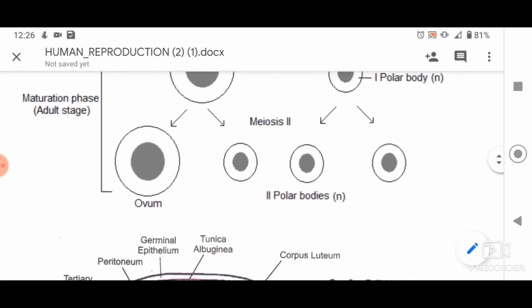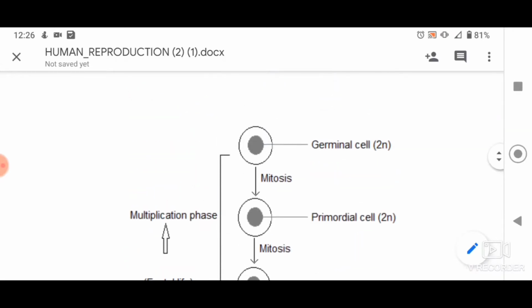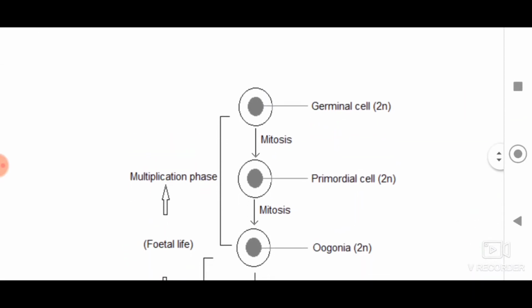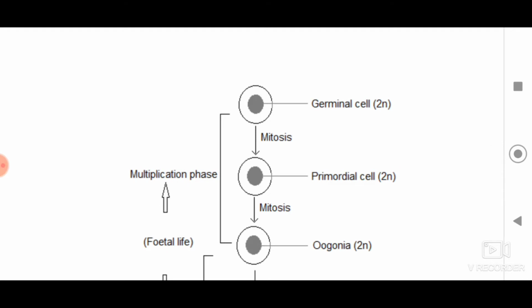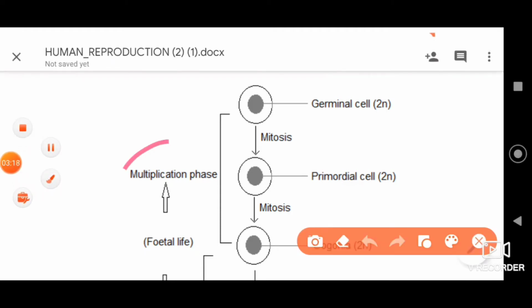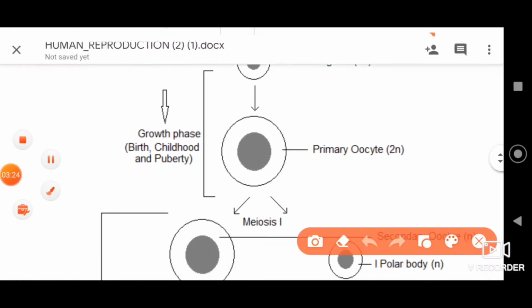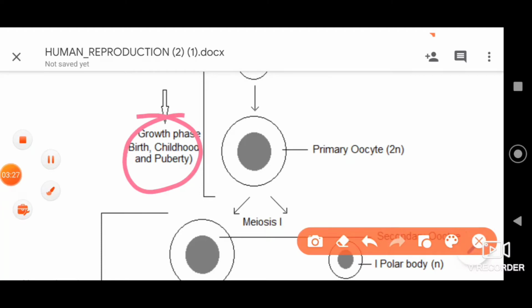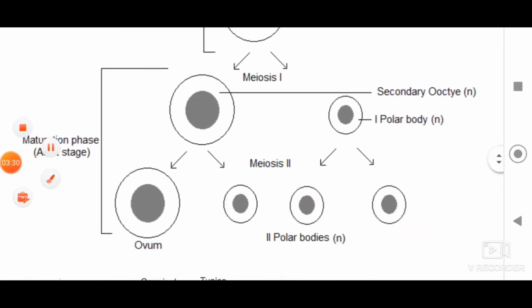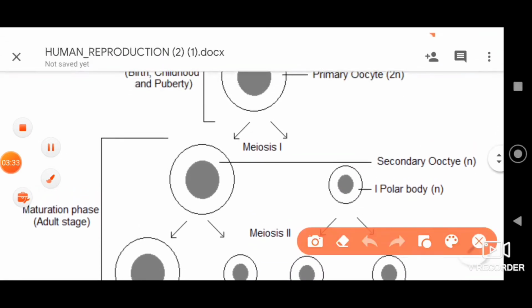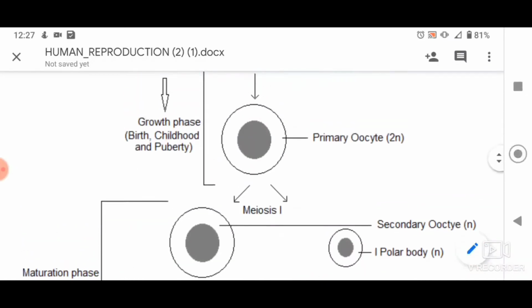Dear friends, now let us move on to the oogenesis process. What do we mean by the oogenesis process? I have already told you that haploid eggs will be formed from diploid oogonia, and further it is divided into three phases. The first is the phase of multiplication, then the phase of growth, the second phase, and finally the maturation phase. So it is divided into three phases, my dear friends.